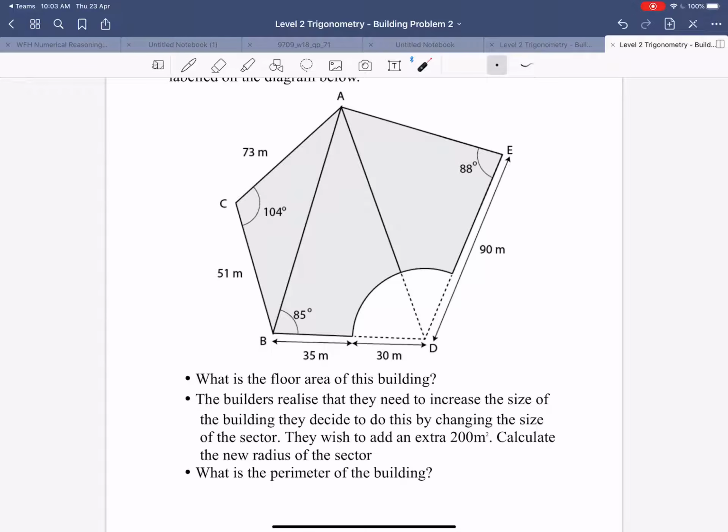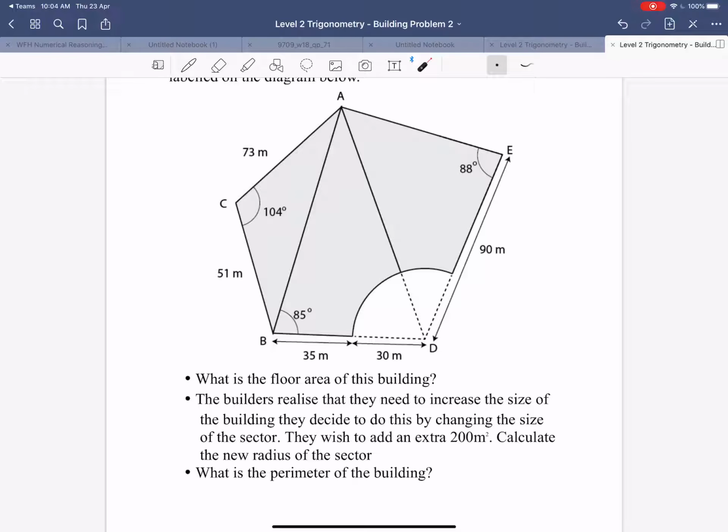So, what do we actually want to do here? There's 3 bullet points. First one is, what is the floor area of this building? That is working out the area of each of these 3 triangles and the area of a sector and putting together a composite shape where you add the 3 triangles together and take away the area of a sector.